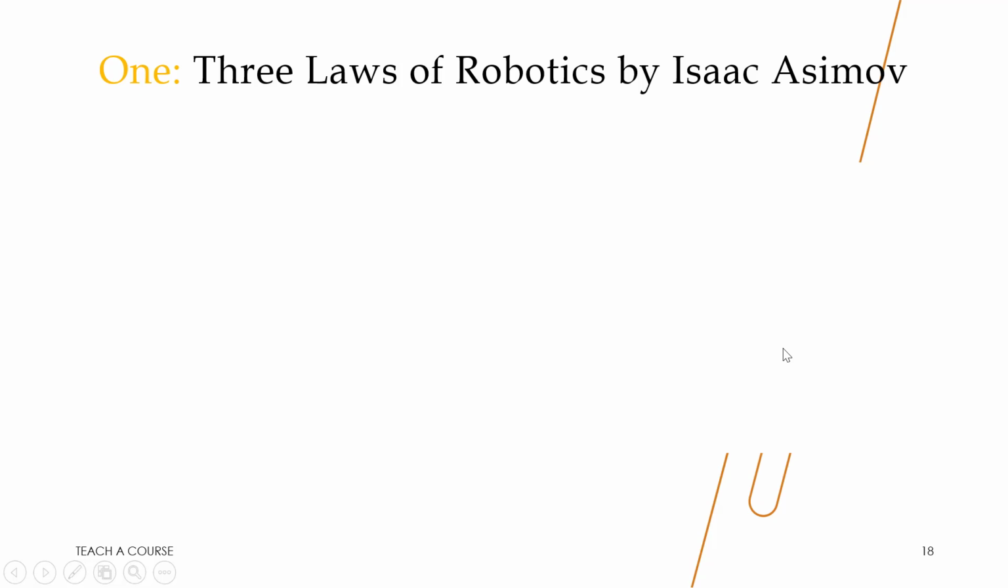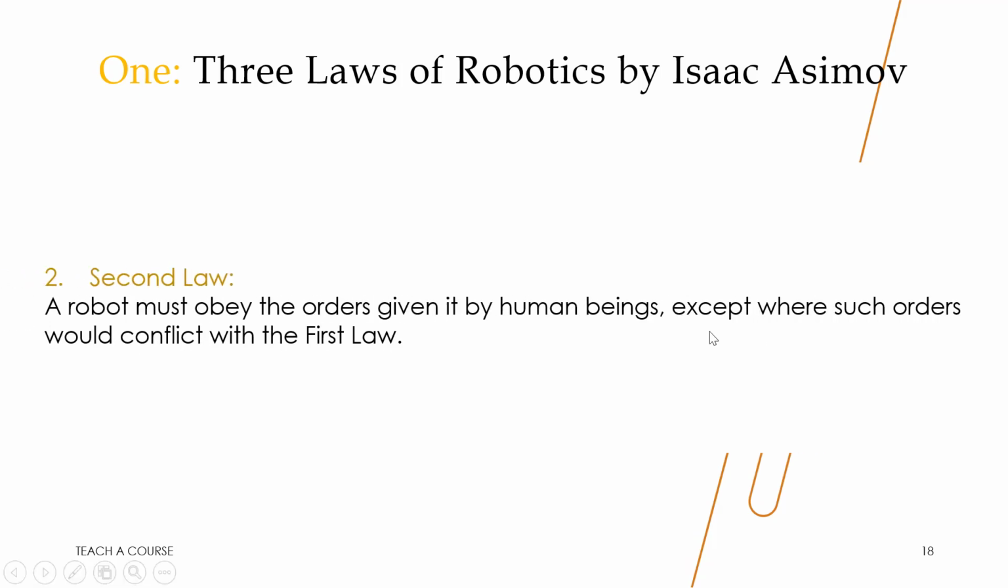Now, let's look at the second law. With the second law, it states a robot must obey the orders given to it by human beings, except where such orders would conflict with the first law.